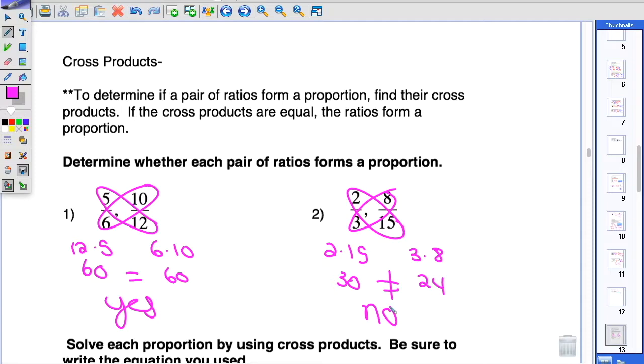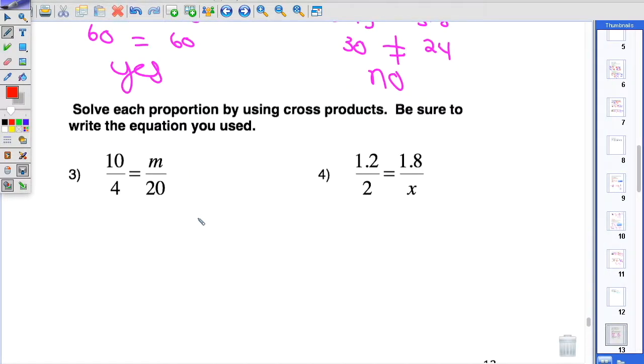Also, another way you could look at this is you could simplify the fractions. 10 over 12 is equal to 5 over 6, and since it's equal to the first one, it forms a proportion. The second one, 8 over 15, can't be reduced. 2 over 3 is already reduced, so you can tell just by looking at them they're not going to be a proportion.